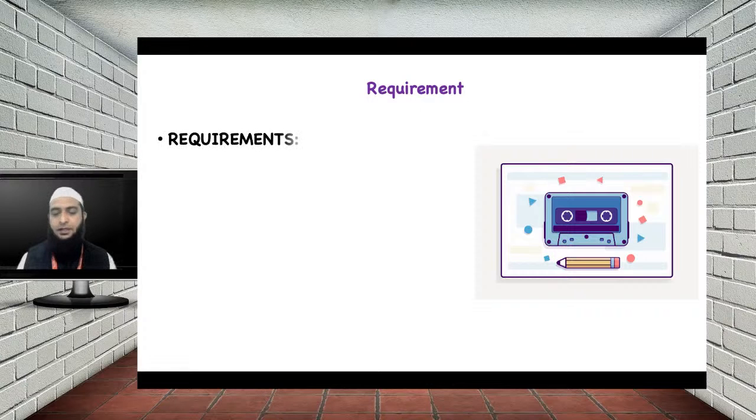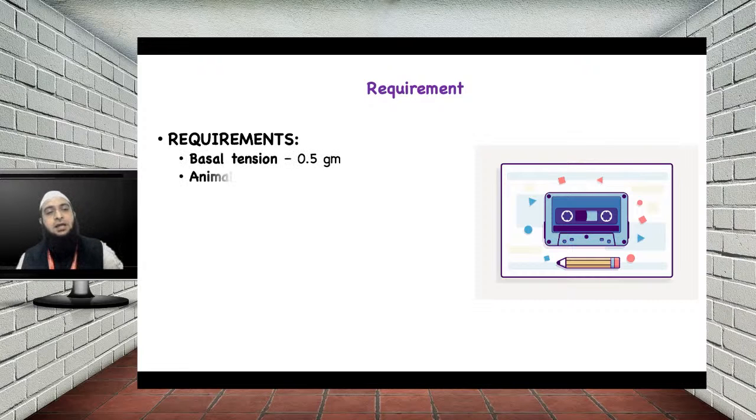The most important requirement which was not there in the earlier experiment is about the animal. The animal that we are using here is the guinea pig, because the guinea pig ileum is more sensitive to histamine. In earlier practicals we used the frog rectus abdominis preparation and the rat ileum. But in the case of histamine, it is more sensitive to the guinea pig ileum only. It means the histaminergic receptors are present more in the guinea pig ileum. That is the reason why we are using guinea pig ileum to perform this experiment.